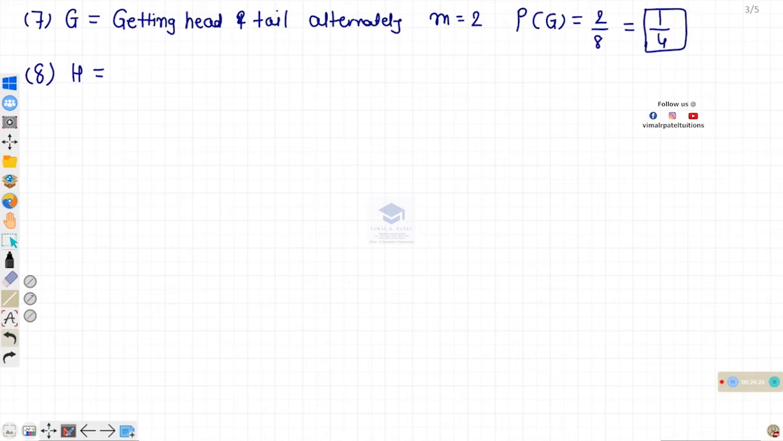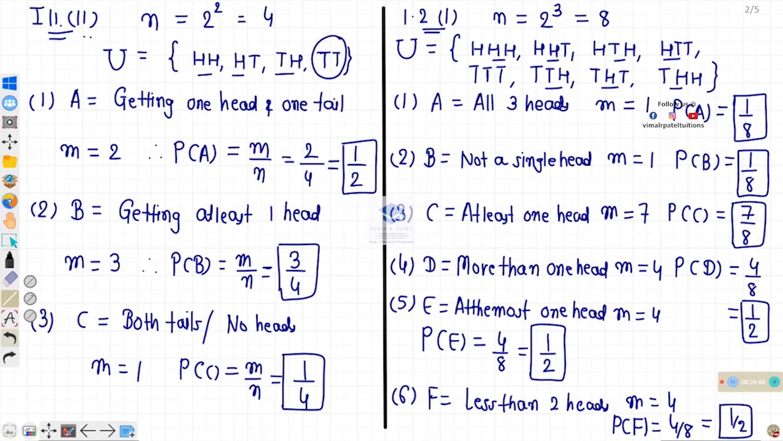Getting more number of heads than tails. More number of heads than tails. So HHT, THH, HTH.